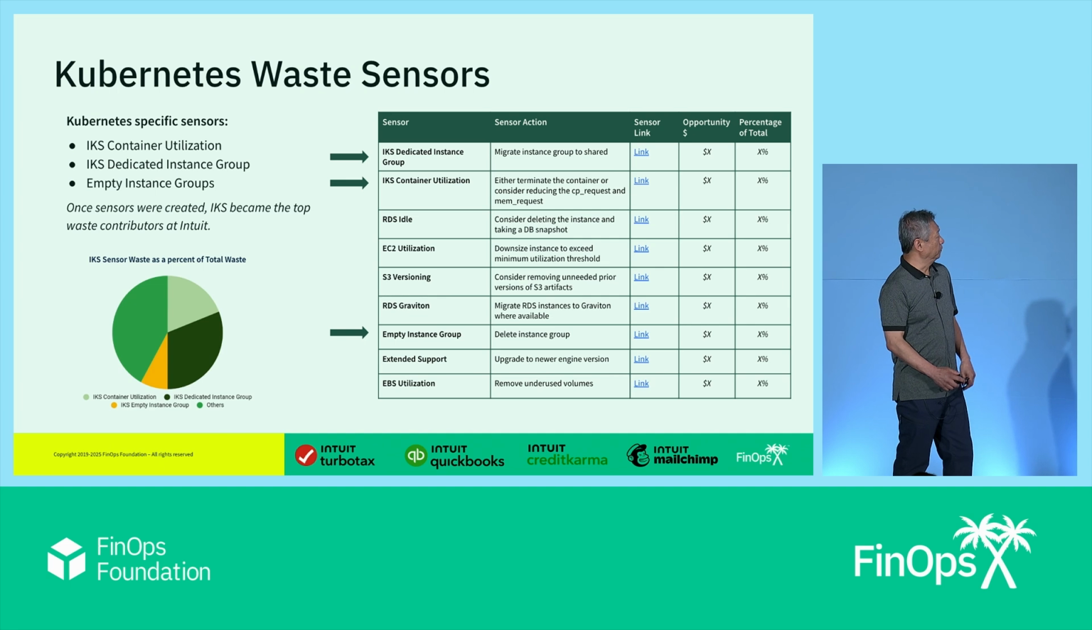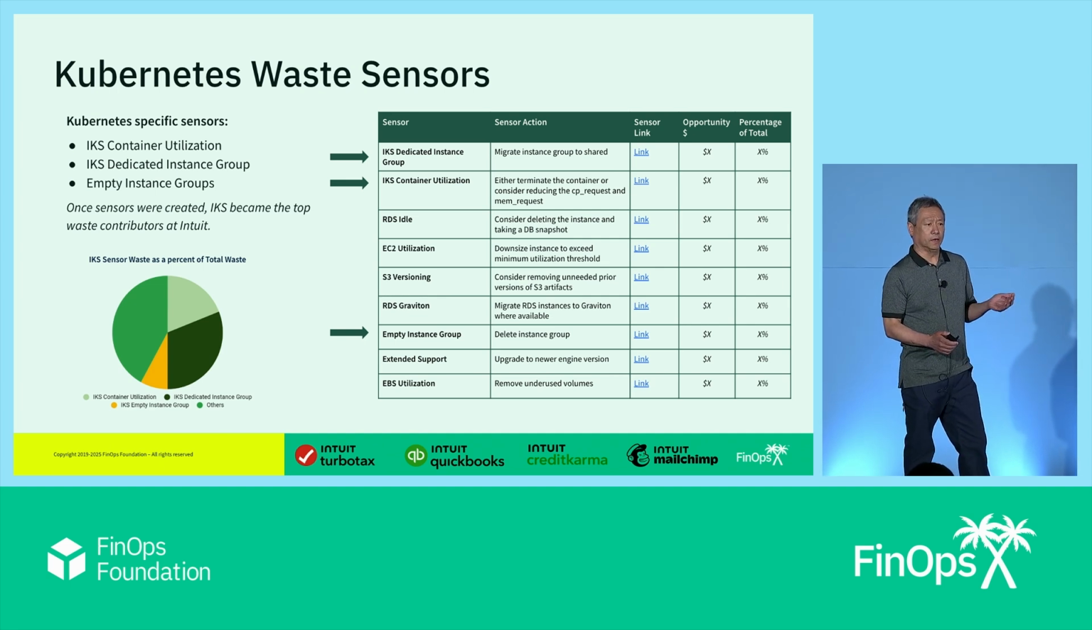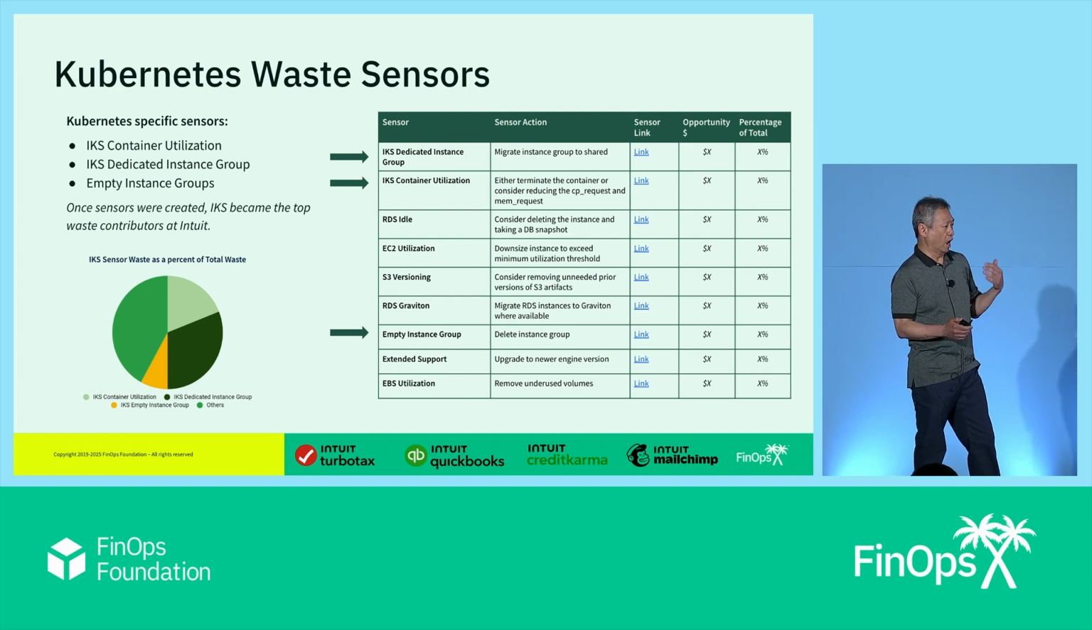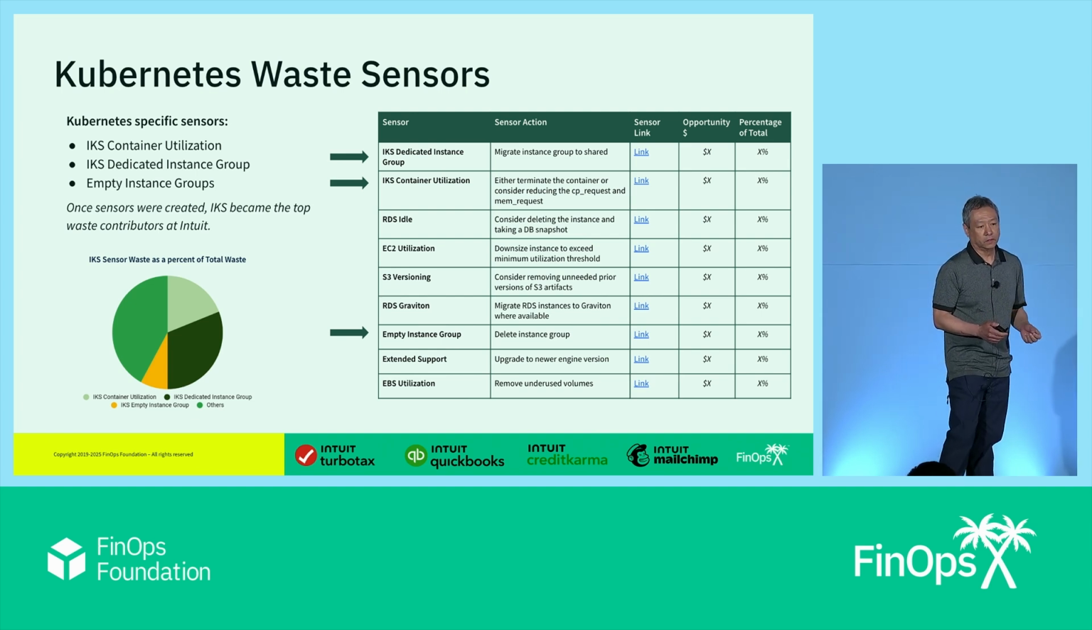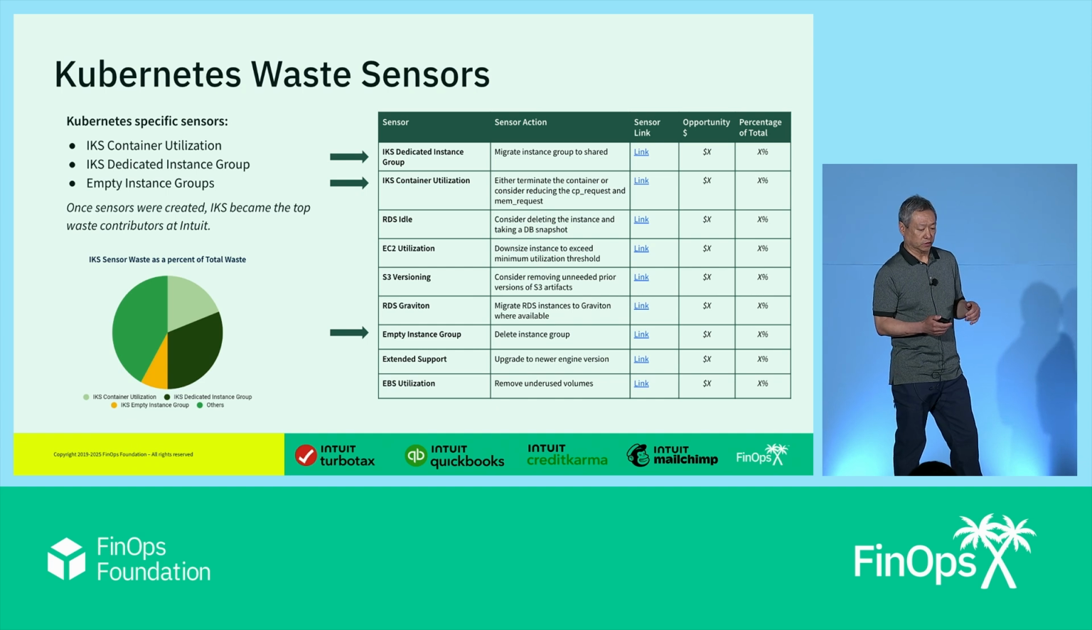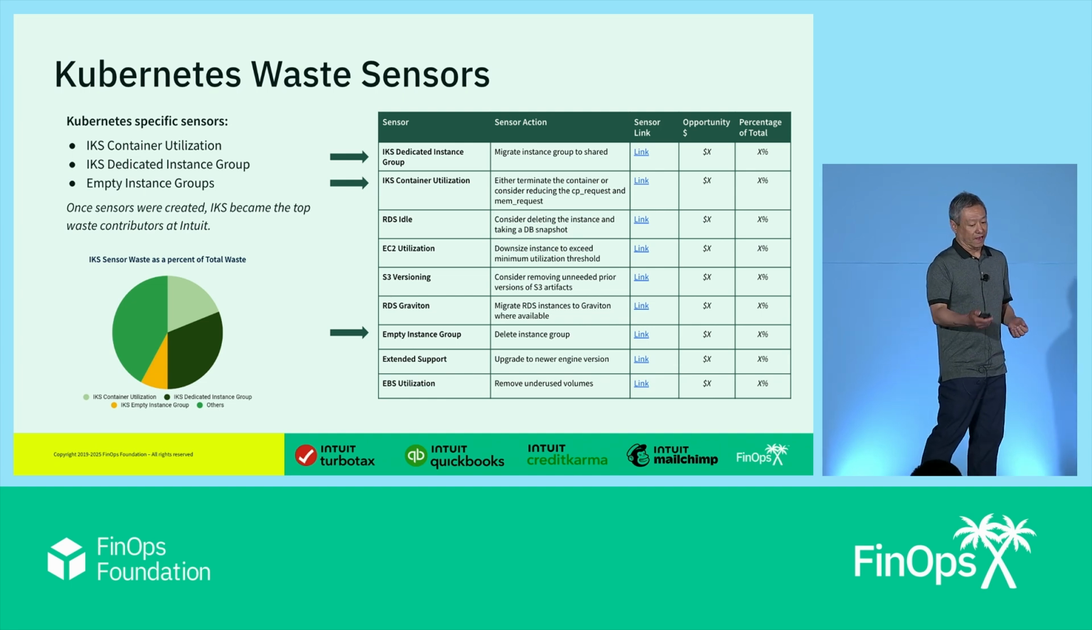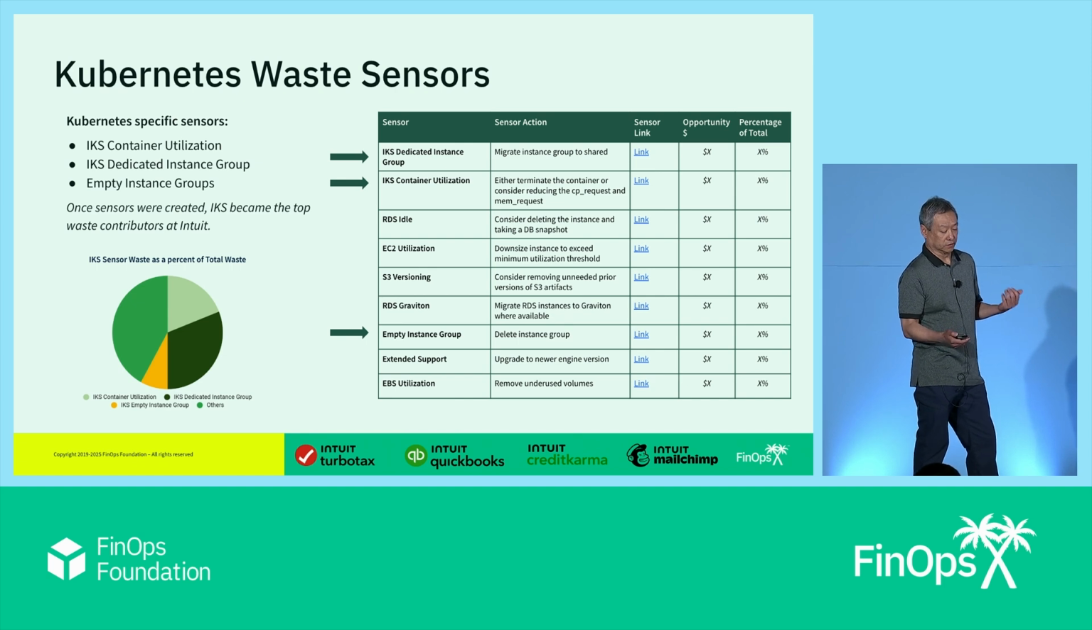Yeah, so basically the Intuit Kubernetes Service, or IKS, waste sensors actually provide us cost savings opportunities in operating the IKS platform. We can drill down to any of these waste sensors and take a look at the clusters, the namespaces, and services that are contributing to these wastes. We also have sensor actions that provide remediation steps for us to eliminate the waste. So let's take a closer look.